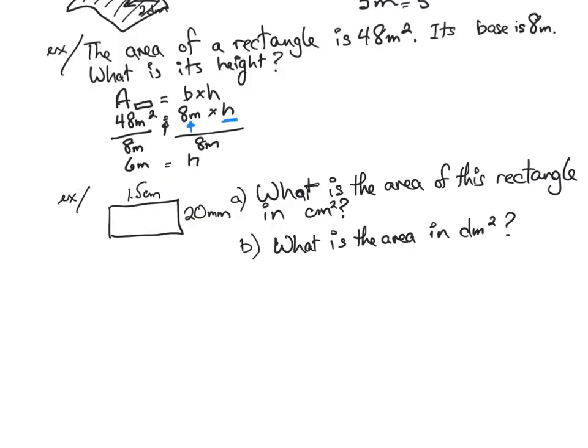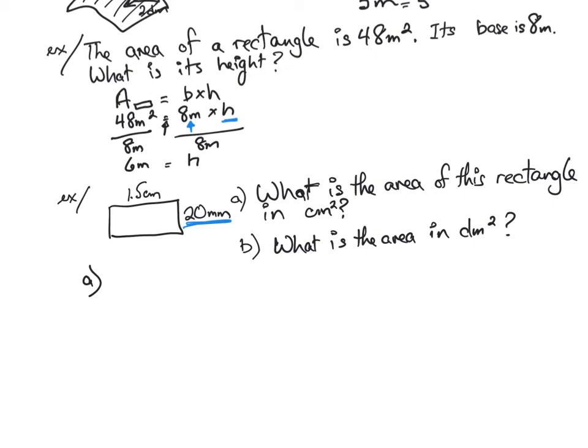Let's look at another example. Let's say I'm given a rectangle with a base of 1.5 centimeters and a length of 20 millimeters, and I'm asked the area of this rectangle in centimeters squared and in decimeters squared. Okay, so for A, I'm asked for it in centimeters. I have to check to make sure both are in centimeters, and as we can see, this is not in centimeters. So I have to convert it first.